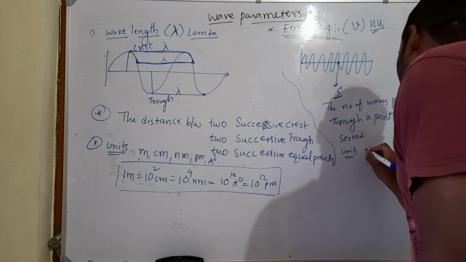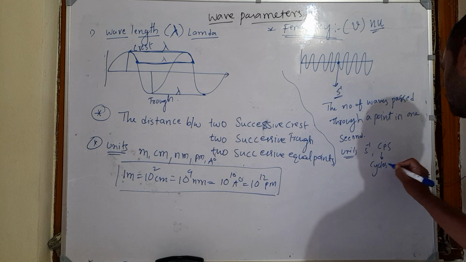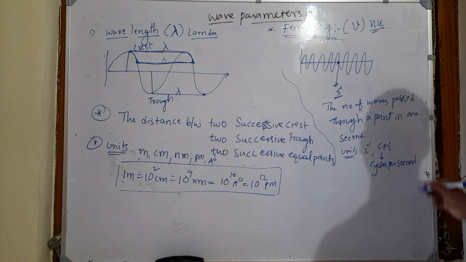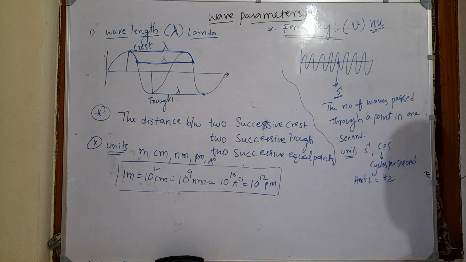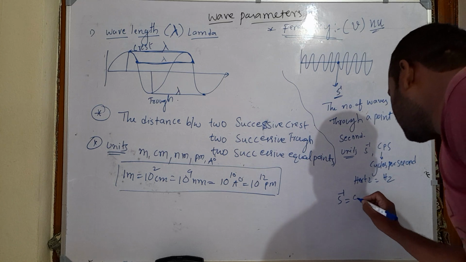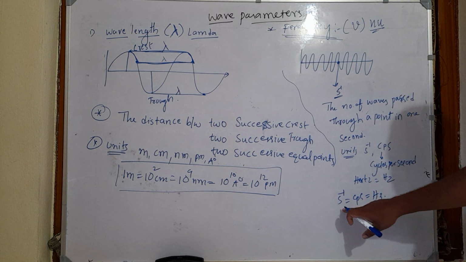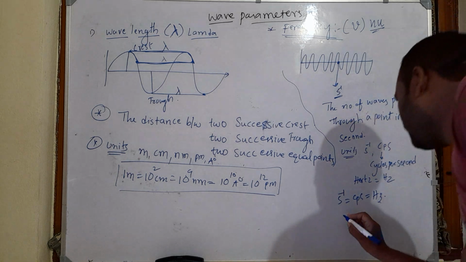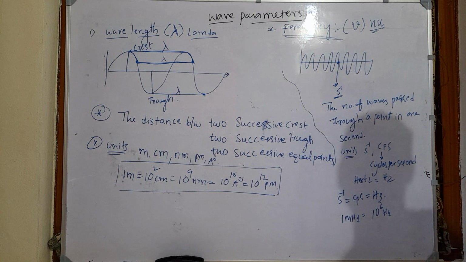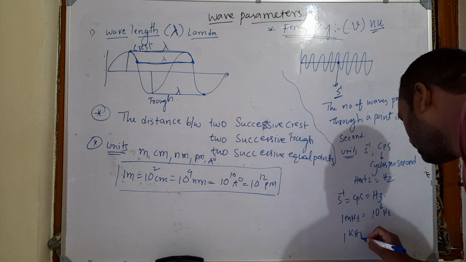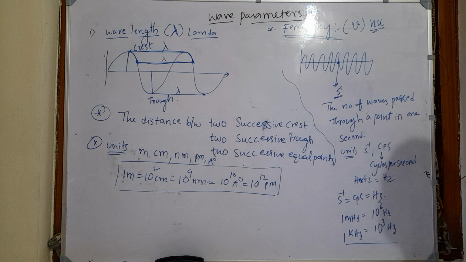The units for frequency are per second, or CPS. CPS means cycles per second, and also hertz. Simply you write Hz, that is nothing but hertz. Per second is equal to 1 CPS, that is equal to hertz. This is the relation between the units of frequency. Sometimes we represent 1 MHz, 1 megahertz, which is equal to 10 to the power of 6 hertz, or kHz, which is 10 cubed hertz. So this is about frequency.